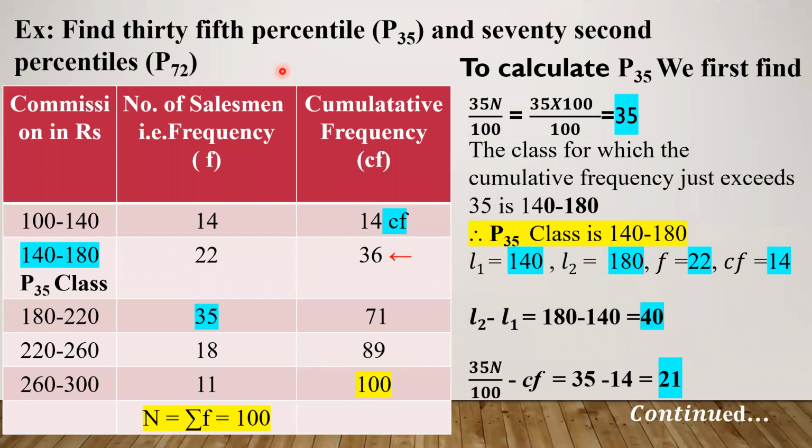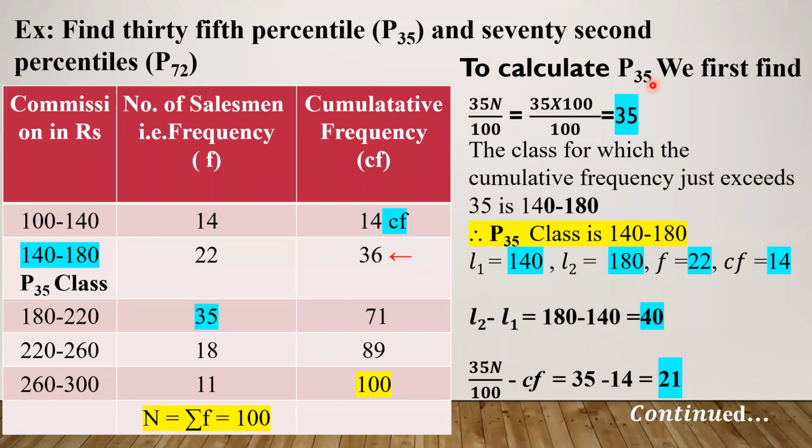Percentiles divide the data into 100 parts. That means I have to divide n by 100. Now, which percentile are you calculating? 35th, 35th. So I will calculate 35n by 100. I will divide n by 100, and for P35, I have to put here 35.